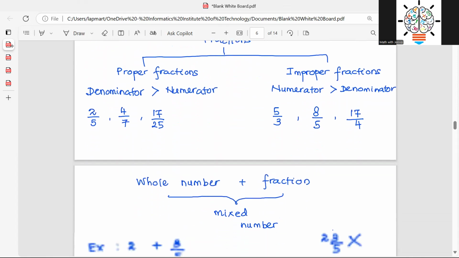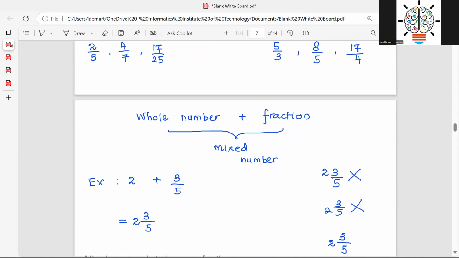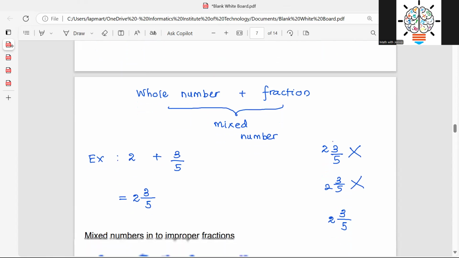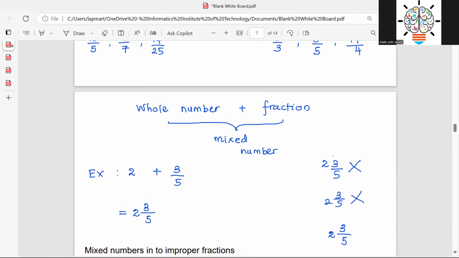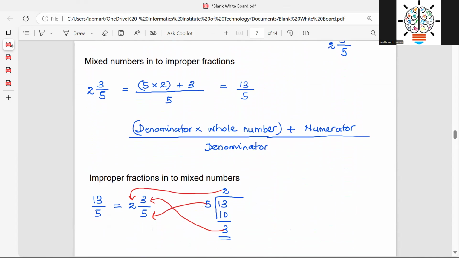Then we discussed the mixed numbers, how you can create a mixed number, that it is a combination of a whole number and a fraction, and that it is very important to learn how to write the mixed number correctly. You can't just write the numbers here and there as you wish, there is a way to write them. Then we learned how to convert mixed numbers into improper fractions and improper fractions into mixed numbers. So these are the things we discussed.